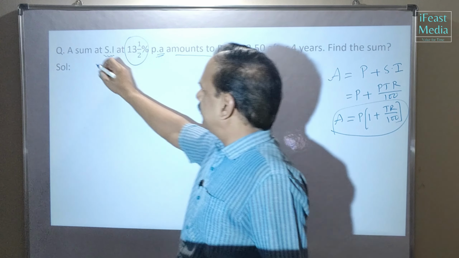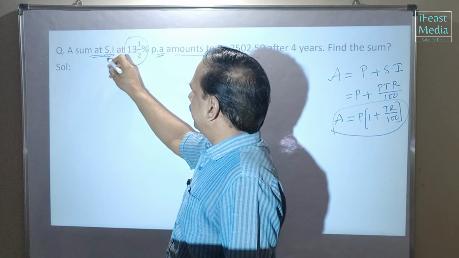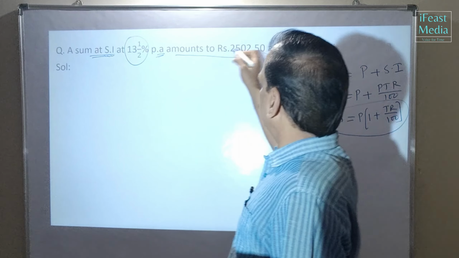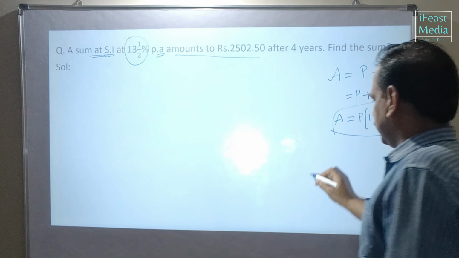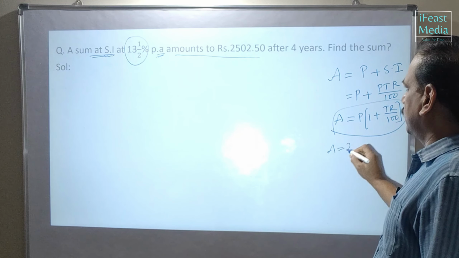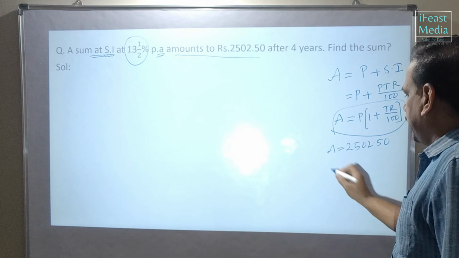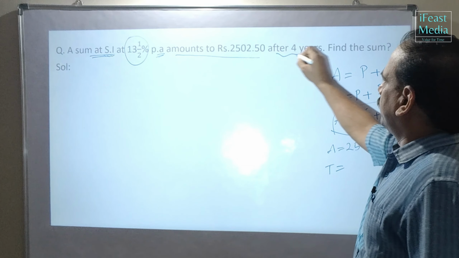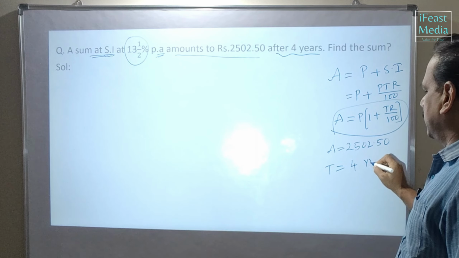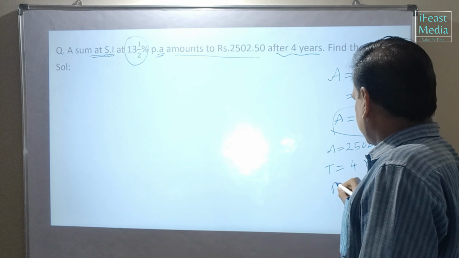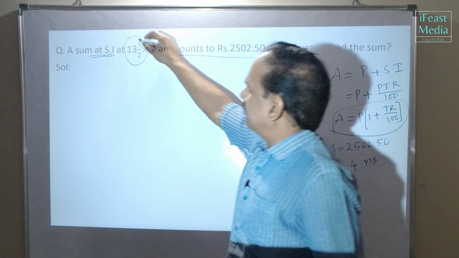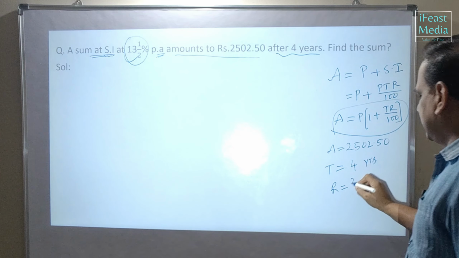So a certain sum of money given at simple interest amounts to 2502.5. So amount is 2502.5 rupees. Time is after 4 years. Time is 4 years and rate of interest is 13.5. 13.5 is 27 by 2.